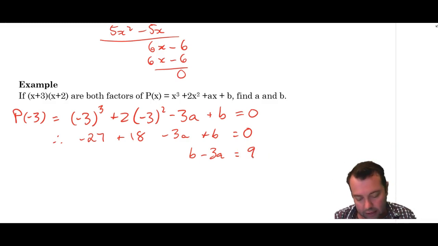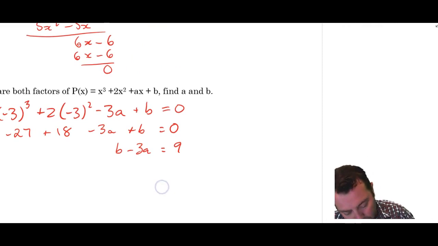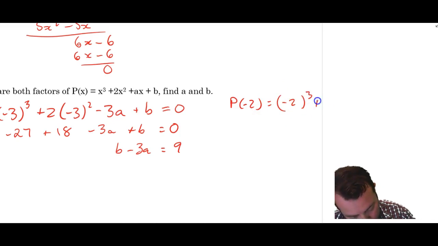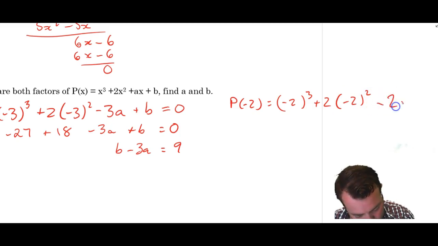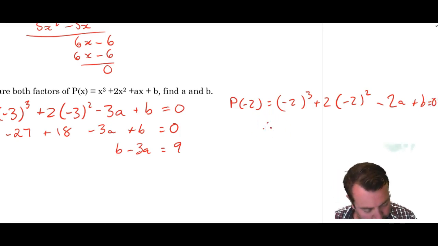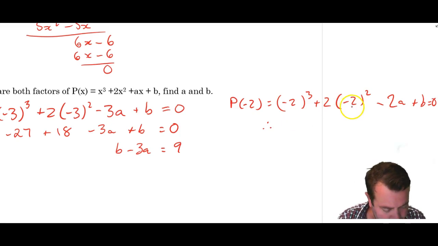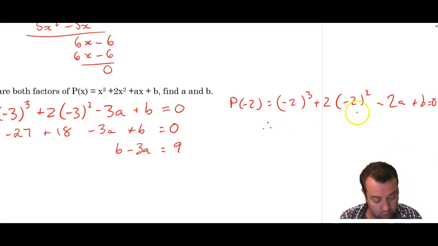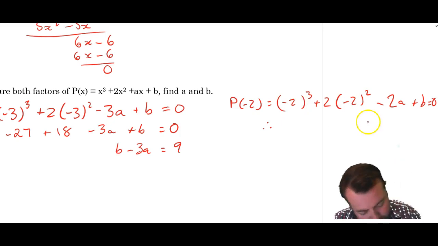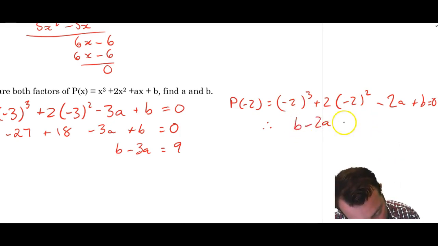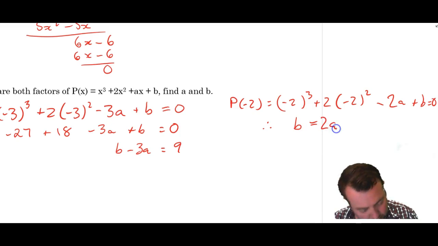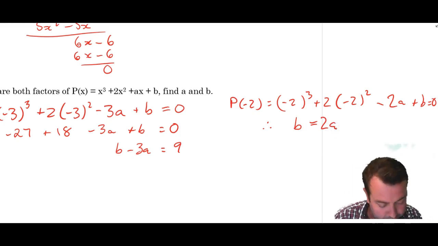You know what comes next, don't you? Let's do the same thing for 2. I'm going to put it over here. Polynomial -2 equals -2 cubed plus 2 lots of -2 squared minus 2a plus b equals 0. Therefore, what have I got here? -8 plus, what have I got here? plus a. Oh, that's nice, that cancels out. So I'm going to say b minus 2a. Oh, actually, I'm going to say b equals 2a. Hopefully I've got that right. You can pause and have a look and work it out for yourself, but I think b equals 2a.